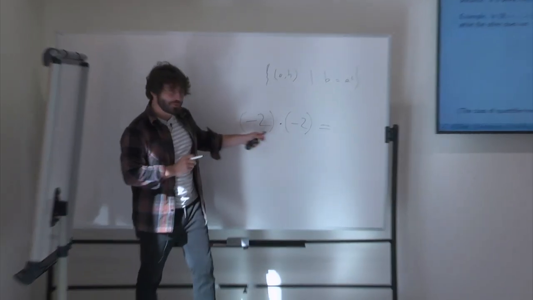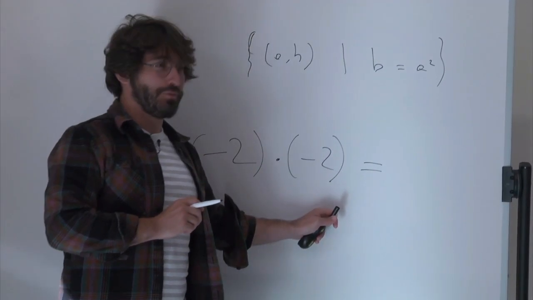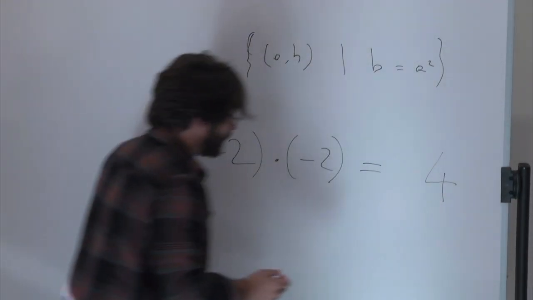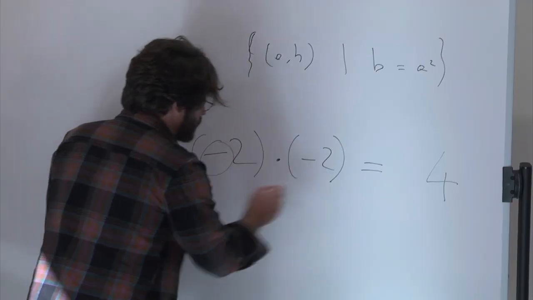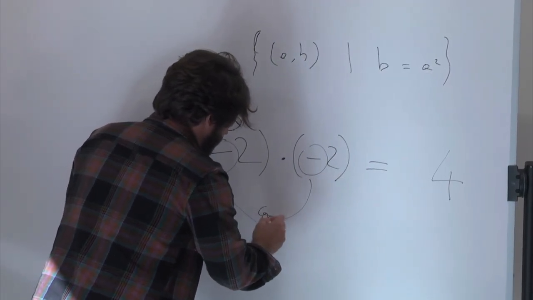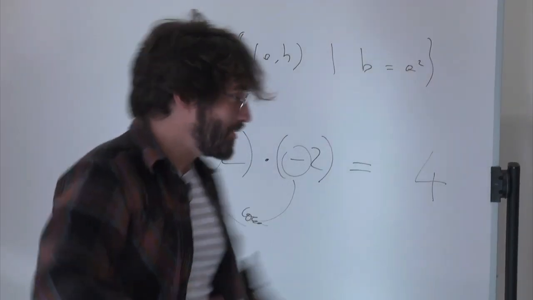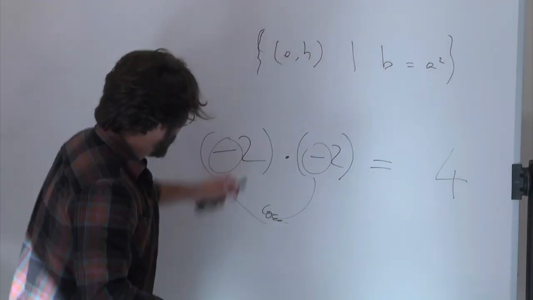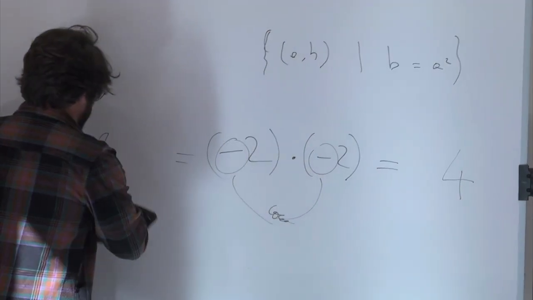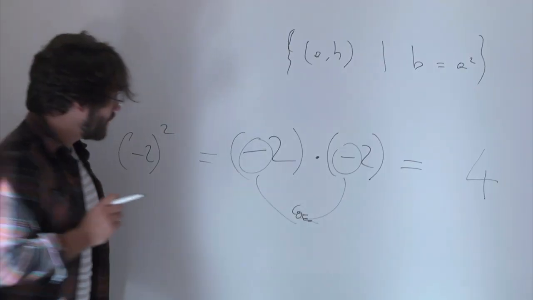Okay, this is -2 times -2. Yes, it's 4, right? And what happens to the two minus signs here? Well, they cancel somehow. I mean, they disappear. Why? Doesn't matter. And this is actually -2 squared. This is how we denote this.